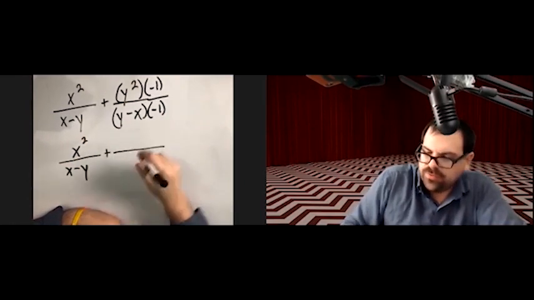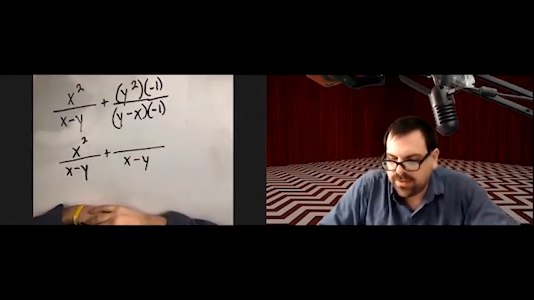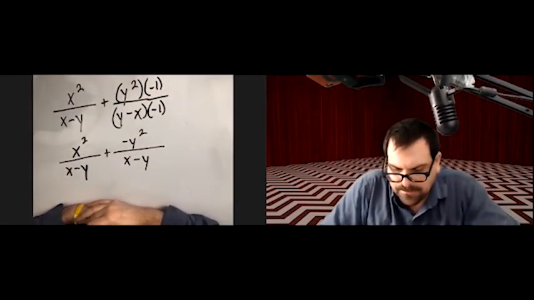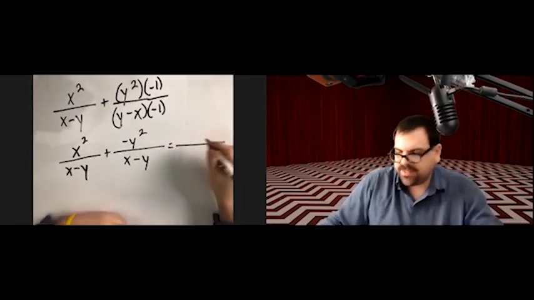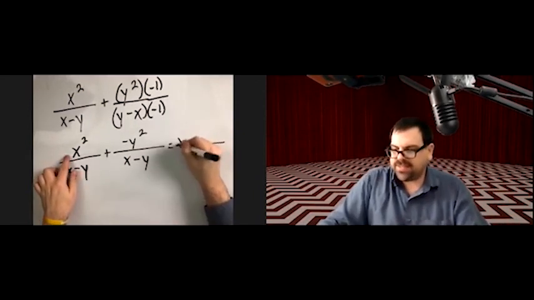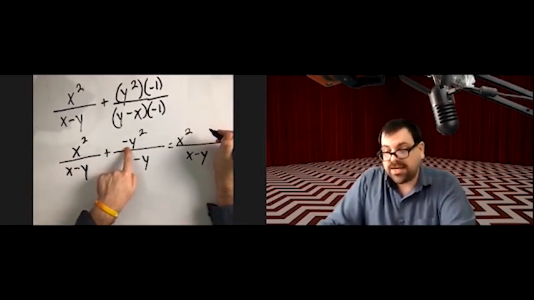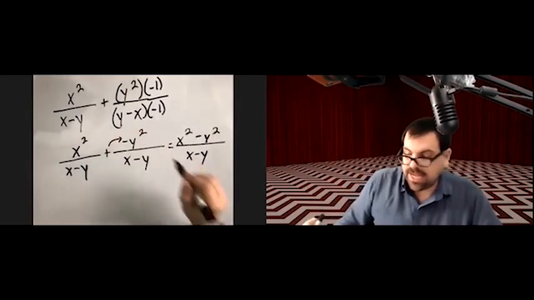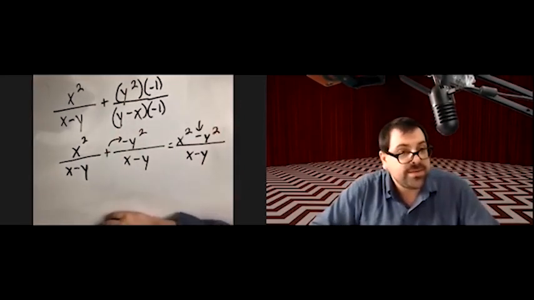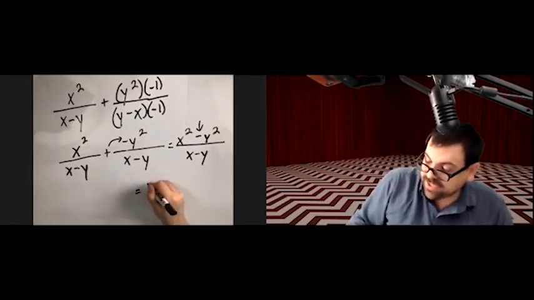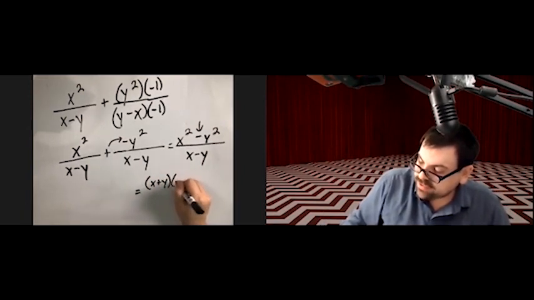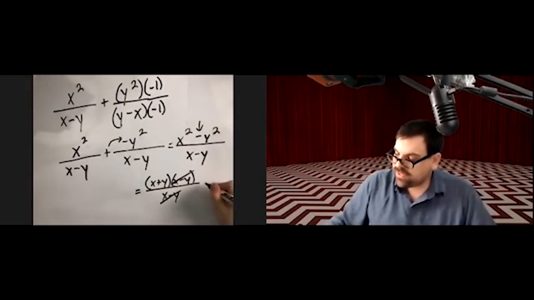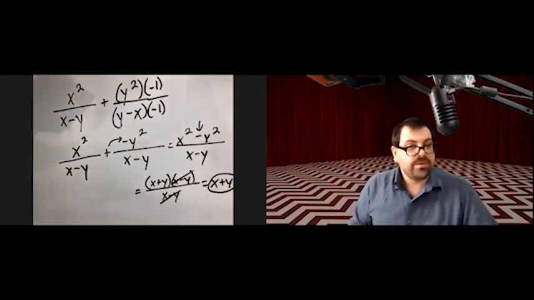And multiplying the -1 through the bottom will switch the order to x minus y. And then -1 times y squared is -y squared. We can see what happens. We have x minus y on the bottom, but this would be x squared plus -y squared, which is x squared minus y squared, plus a negative is minus. And we factor, that's a difference of squares, x plus y times x minus y over x minus y. Those cancel. And we're left with x plus y.